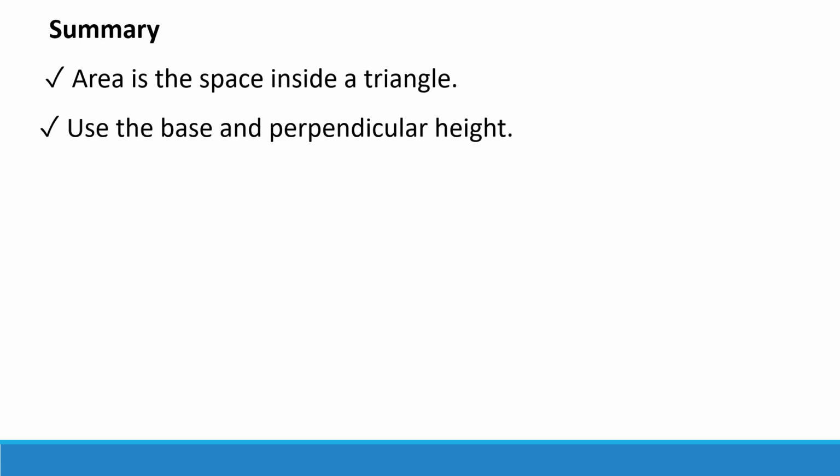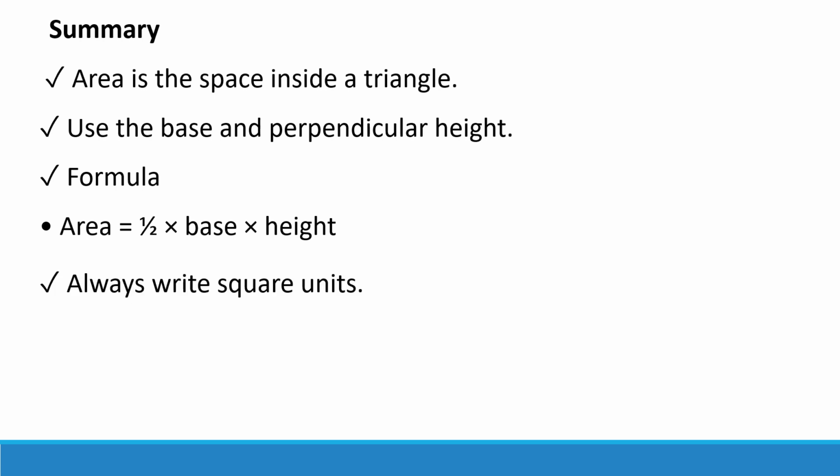Let's review what we've learned today. The area is the space inside a triangle. To calculate the area, use the base and the perpendicular height. Remember the formula. Area equals 1/2 times the base times the height. Finally, always write your answer using square units, such as square centimeters, square meters, or square kilometers.